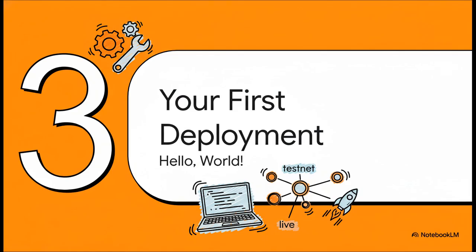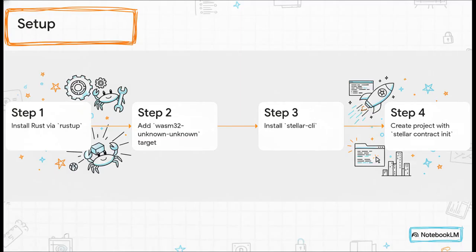All right, enough theory. Let's get our hands dirty, shall we? It's time to go from concepts to actual code and get your very first contract up and running on the testnet. And I think you'll be surprised at how quick and straightforward it really is. First, there's a little one-time setup. It's literally just 4 commands in your terminal. You'll install Rust with Rust Up, add the special WebAssembly target, grab the Stellar command line tool, and then create a new project. That's it. Once you do this, you're all set to start writing smart contracts.